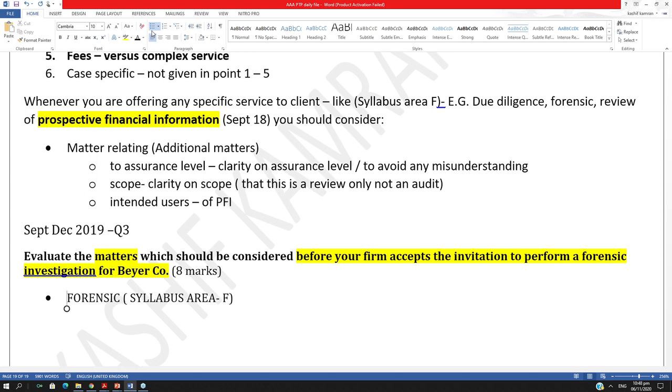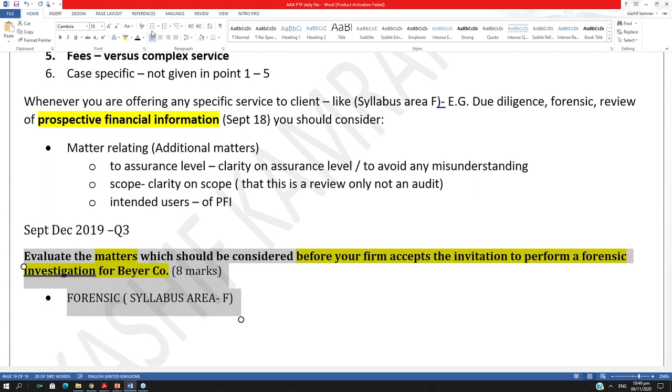So look at this. September 18, you got a question on PFI. In September 19, you got a question on forensic investigation. But is this question the same? Evaluate the matters which we should consider before you accept the invitation. And the only change in this question is the service.